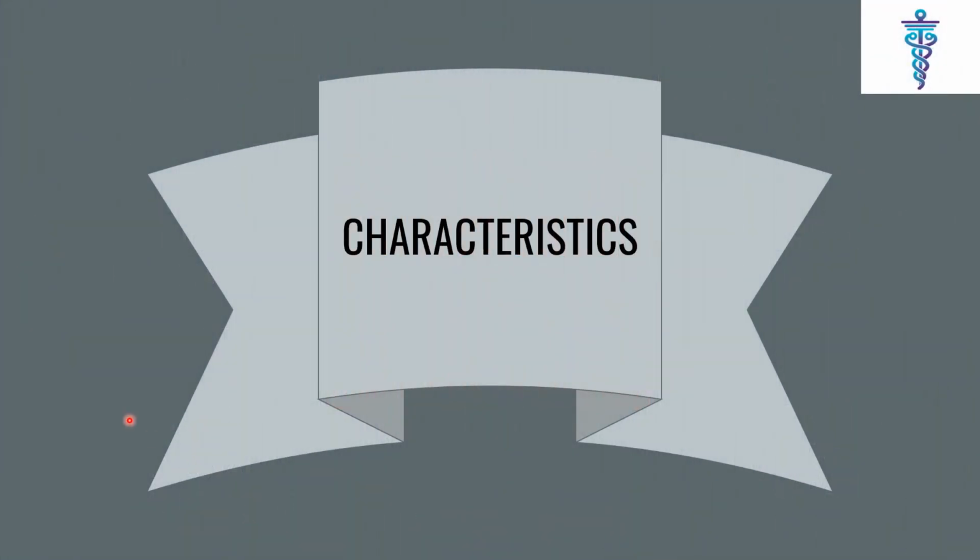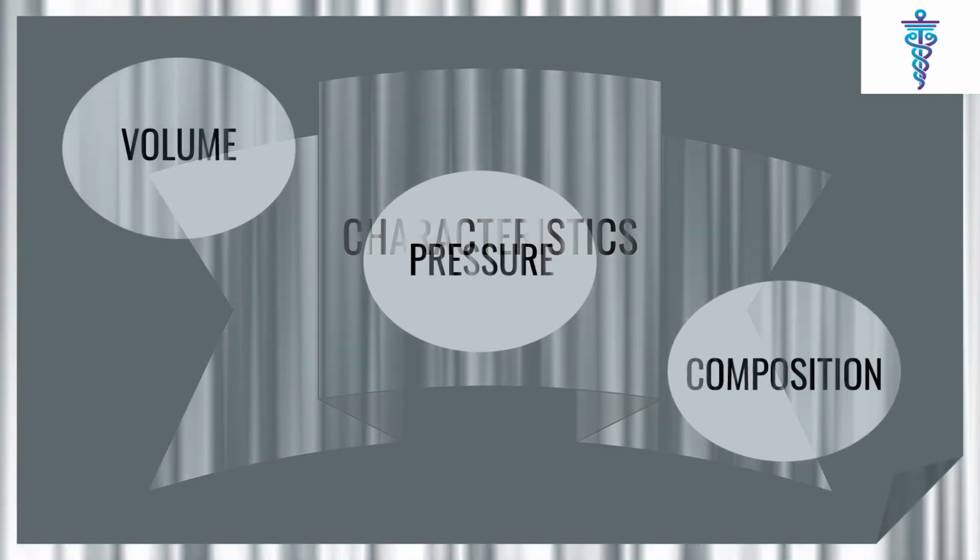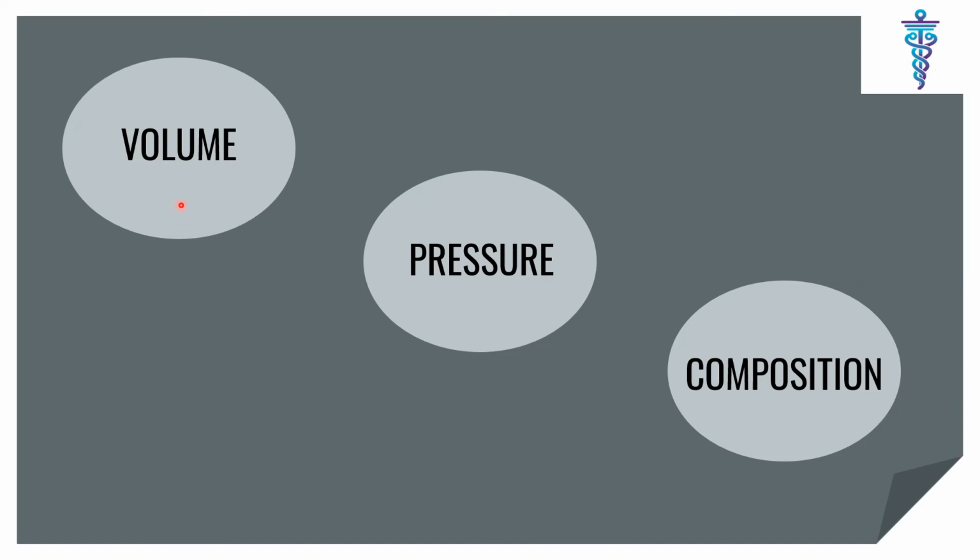Now we will discuss the most important part of the cerebrospinal fluid, which is the characteristics of the CSF. The first characteristic is volume. Now you know that CSF is produced by the choroid plexus. The production rate is 0.5 ml per minute, which is 30 ml per hour, and 500 to 720 ml per day, or in 24 hours.